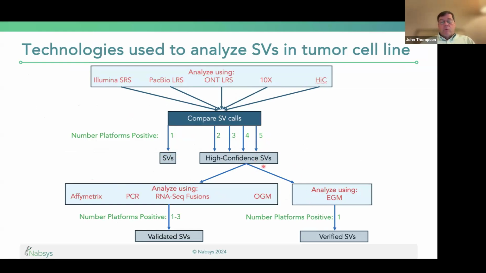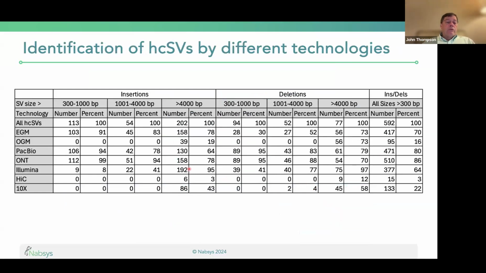Now we took the same ones and looked at them using OGM. Again, using the tumor cell line. We also looked at the normal cell line, and those are what we call verified SVs, as in verified by OGM. And this is what you see for insertions and deletions, as well as the combination. So with the technology that we used here, OGM, we saw 103 of the 113 insertions between 300 and 1,000 bases, so we get 91%. You compare that to the PacBio data of 94%, ONT of 99%, Illumina 8%.